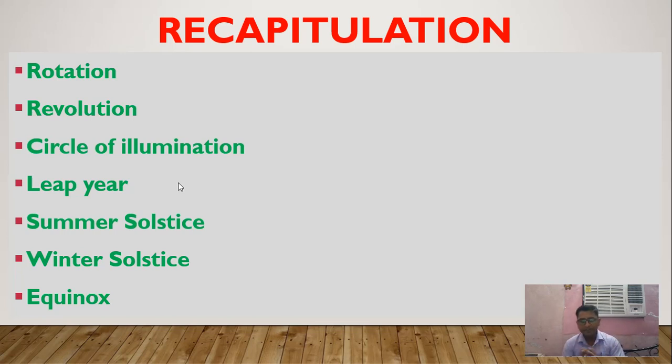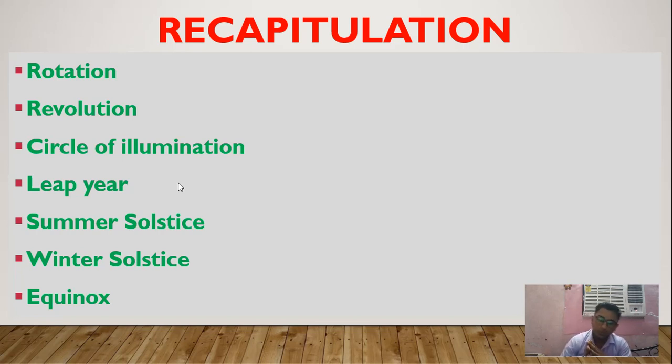Okay. Leap year is the year which is having 366 days, and February month is of 29 days. This is every fourth year. Then summer solstice is the position of the earth when earth's northern hemisphere is tilted toward the sun and sun rays are directly falling on the tropic of Cancer. And in this situation, northern hemisphere is experiencing summer and southern hemisphere is experiencing winter.